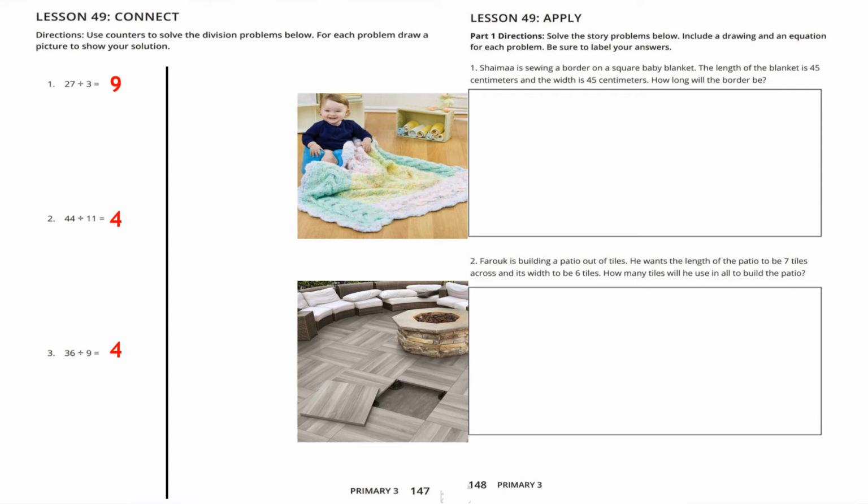Number 1, Shaima is sewing a border on a square baby blanket. And the length of the blanket is 45 centimeters. And the width is 45 centimeters. How long will the border be? It means I have a square. Its length is 45, its width is 45, because the square has equal sides. I want to know the total length of border. It means it's like the fence of the garden. I want to know the total fence. Here, the total border, it's the same. So I want to calculate the perimeter.